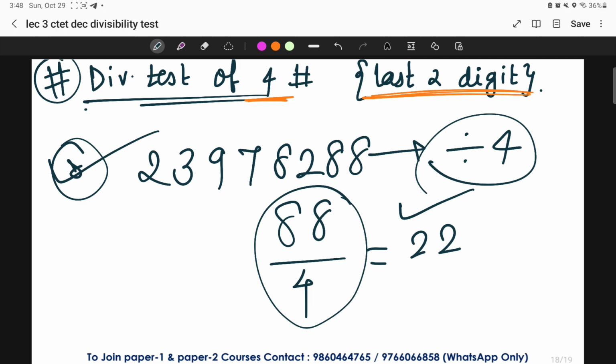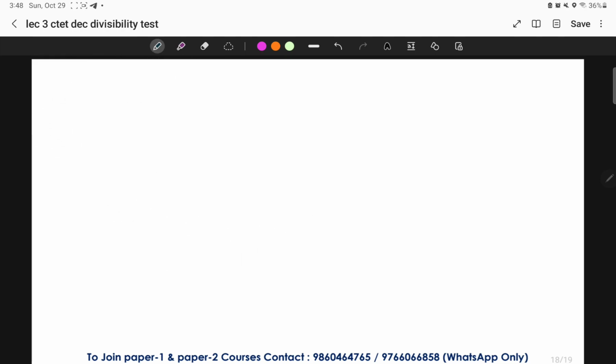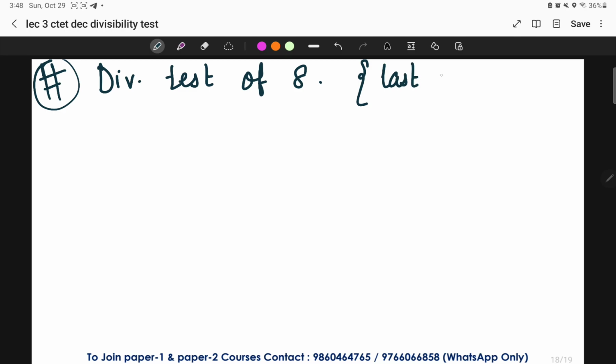After studying the divisibility test of 4, we will come to the divisibility test of 8. What is the divisibility test of 8 about? Let us see now. In case of 4, we looked at the last 2 digits. In case of 8, what are we going to do? We are going to check the last 3 digits.